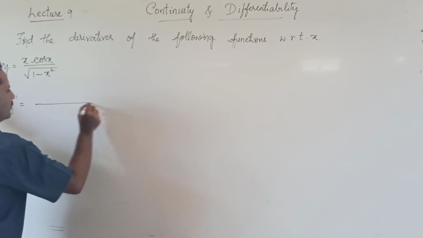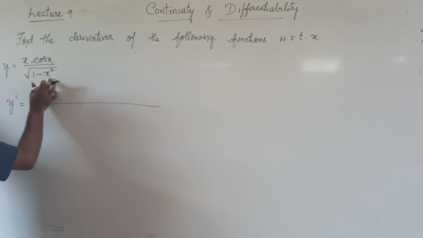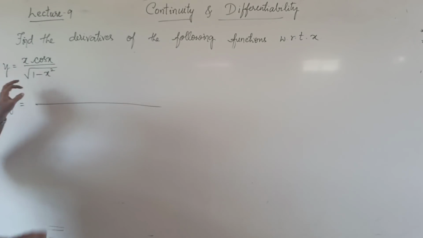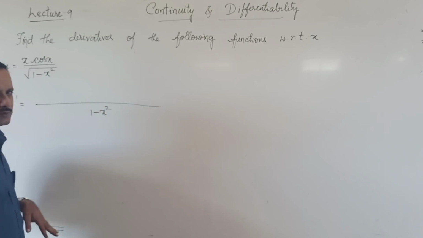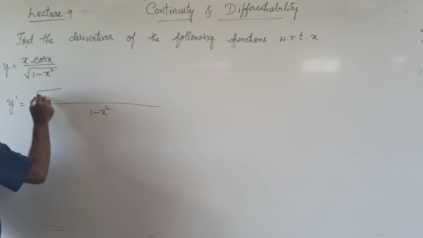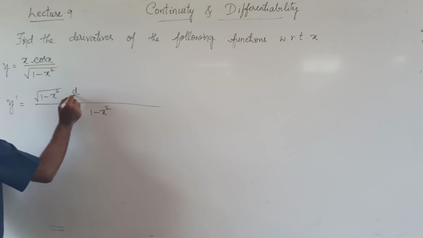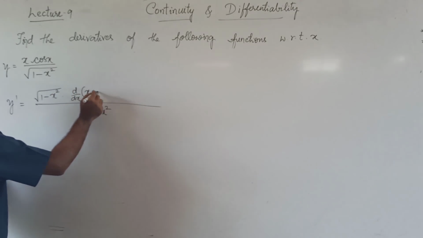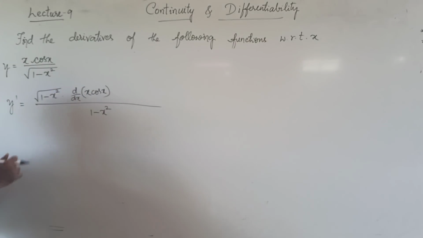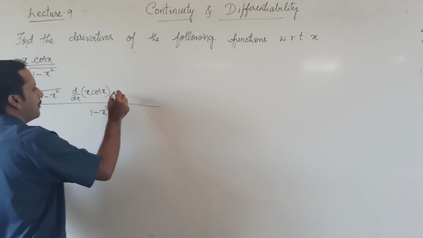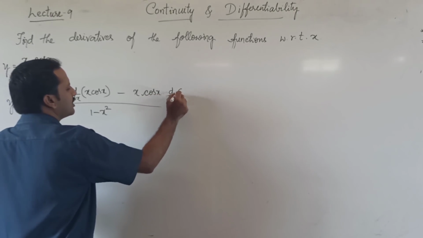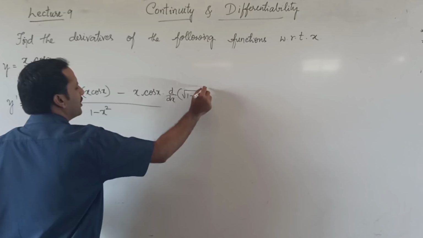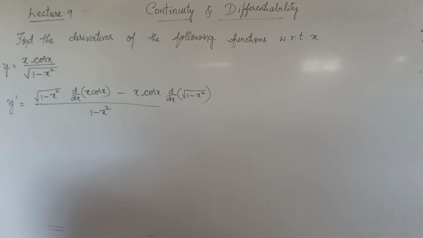y dash is equal to quotient rule. What does it say? In the denominator, square of the denominator. Here we have root 1 minus x square. Its square is 1 minus x square. In the numerator, root of 1 minus x square into d by dx of x cos x, minus x cos x into d by dx of root of 1 minus x square.